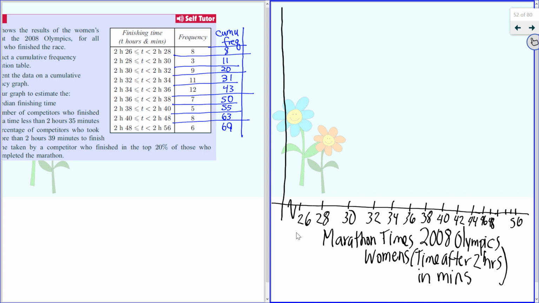And then the left side will say frequency. And then I feel like I should go up by 5 because I only have to get to 70. So the left side should say cumulative frequency. Let's do that.